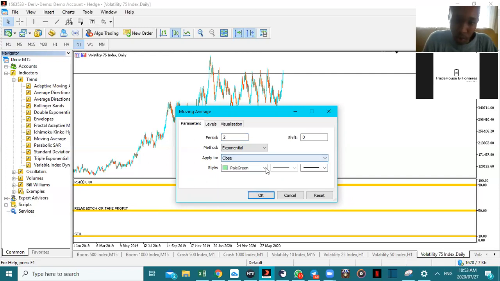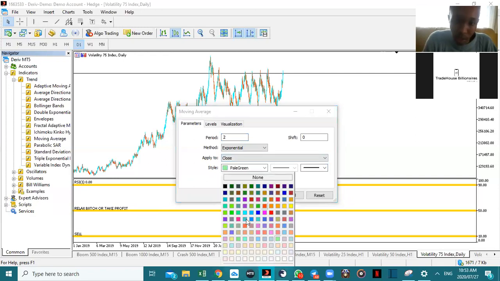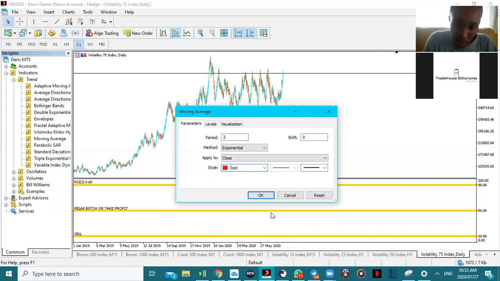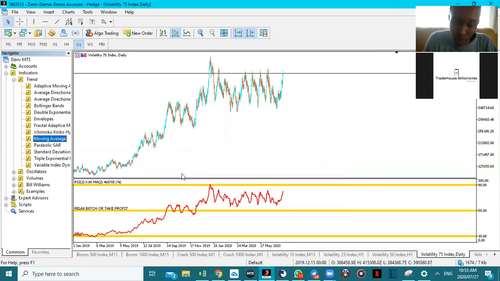It's at close, EMA. I'm going to make my line light pink. I'll just make it red so that you guys can see it. Okay, that's the first line. You can see it shows up there. Okay, and then we're going to do the same again.